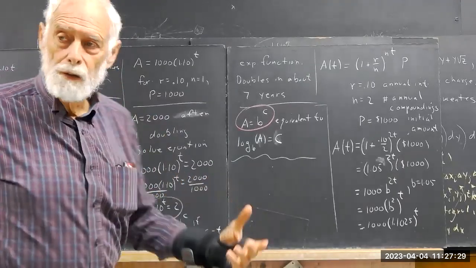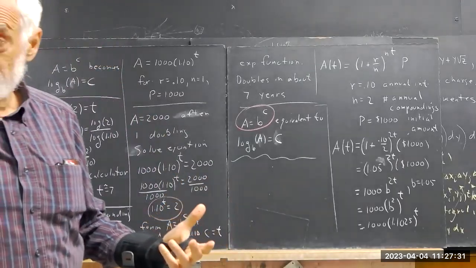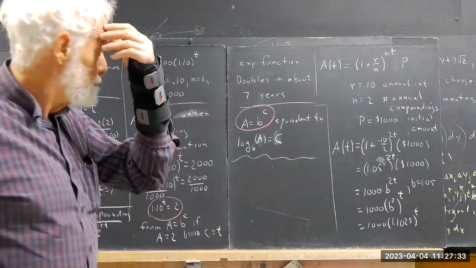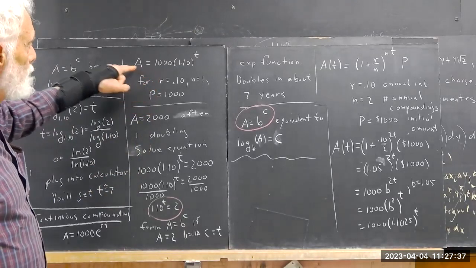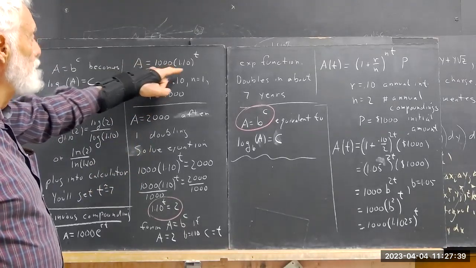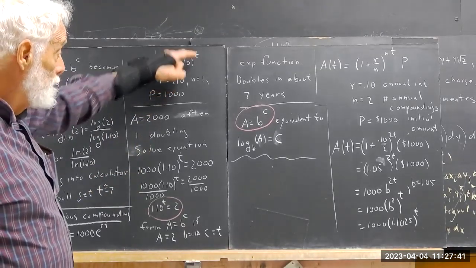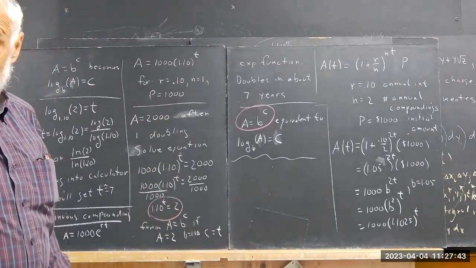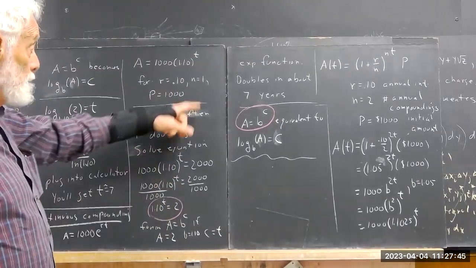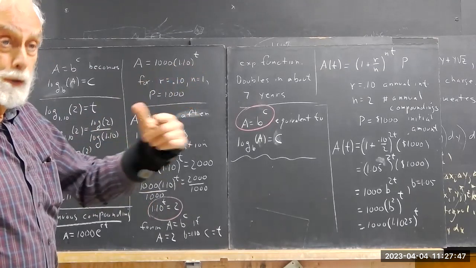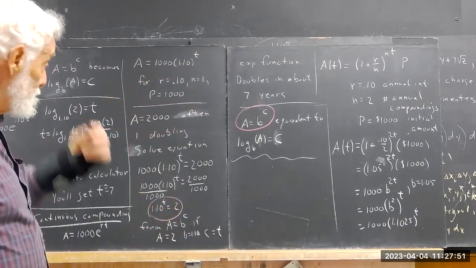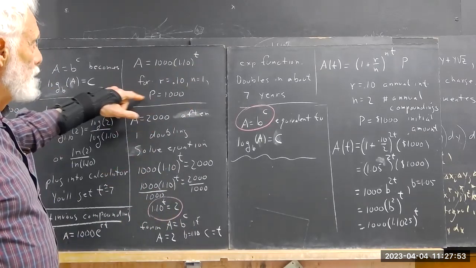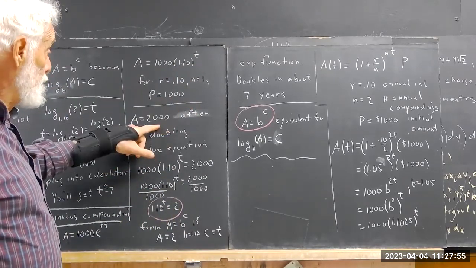We want to know how long it takes this money to double at 10%. So if we have our original function A equals 1,000 times 1.10 to the t, that's what we get if our rate is 10%, compounded just once every year with an initial $1,000. If it doubles, starting at $1,000, we get $2,000.